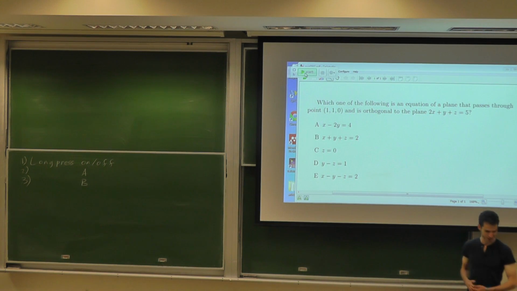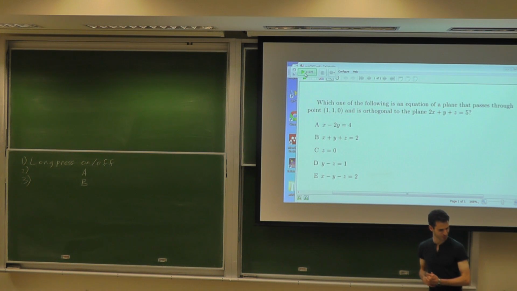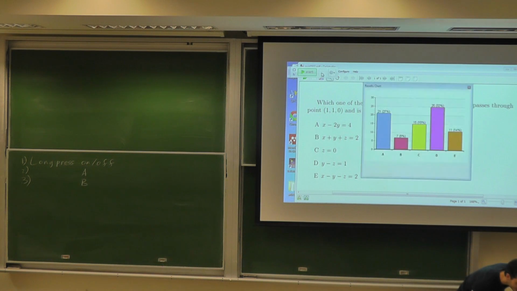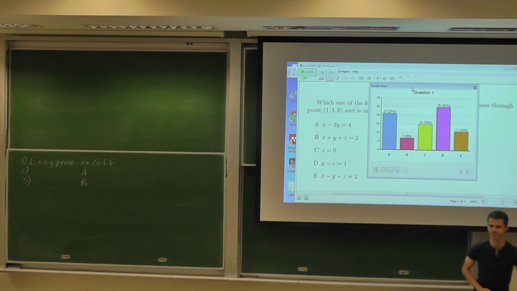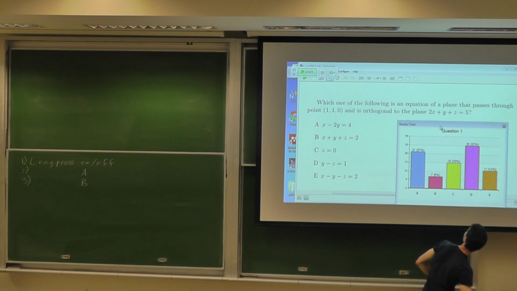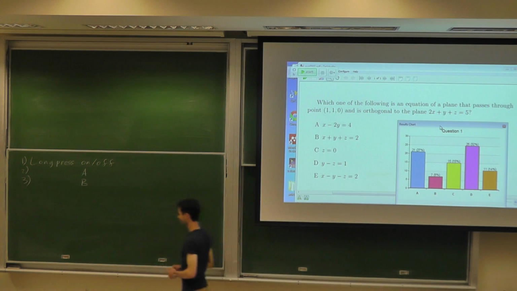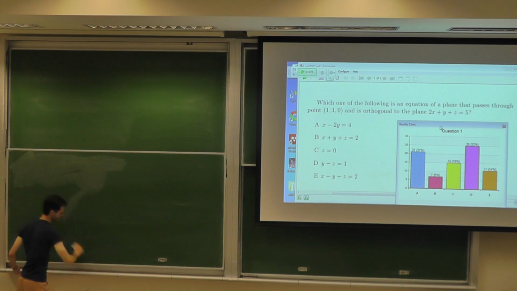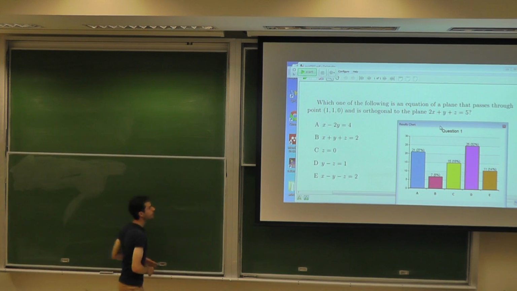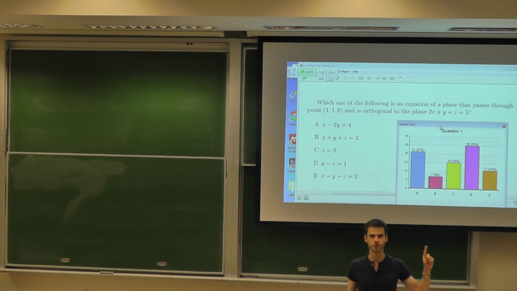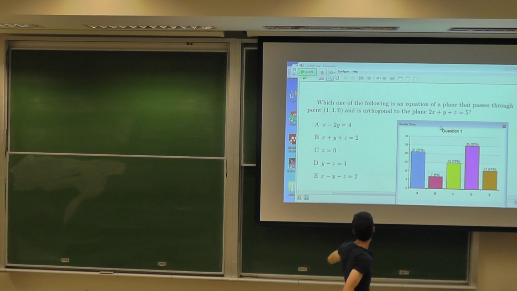The correct answer was the most popular, but not convincingly the most popular. So, I'll show you the statistics. Here are the statistics. Let me explain the logical reasoning and how it works. For each one of the planes, we should check two conditions. One is the point on the plane, second is it orthogonal to the other plane.